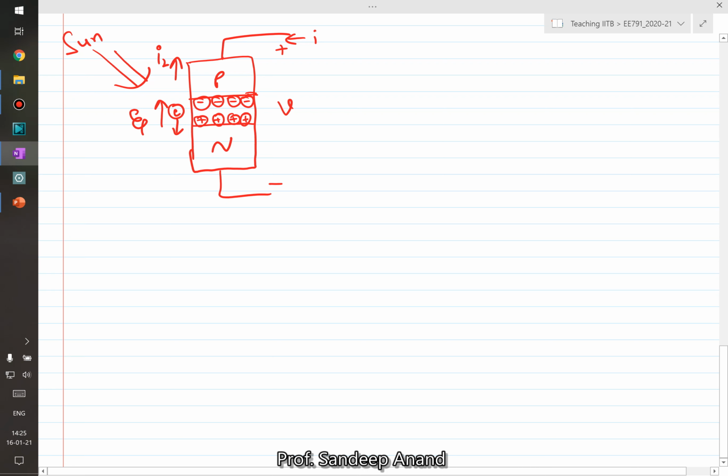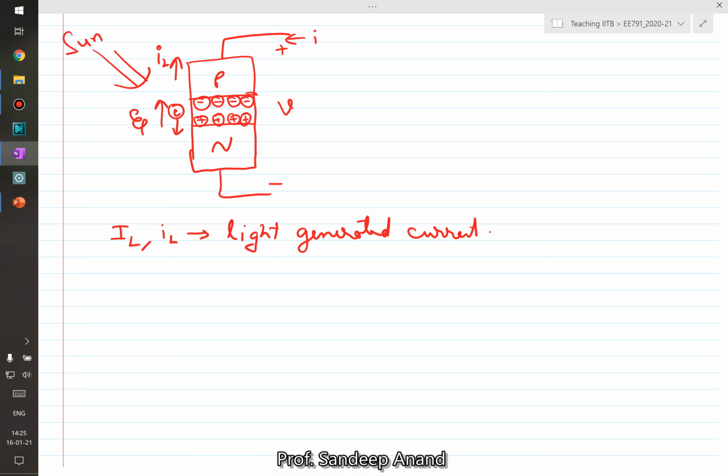Right, I've used a subscript L. So what I mean by capital I L, or small i l, is the light generated current. So it's still behaving as a diode, a PN junction, plus there's an additional phenomenon because of the photon absorption and the current which is happening, which is being represented by this current I L.